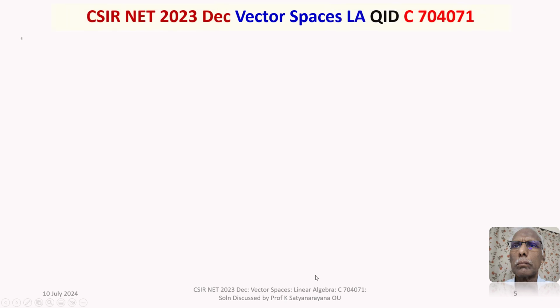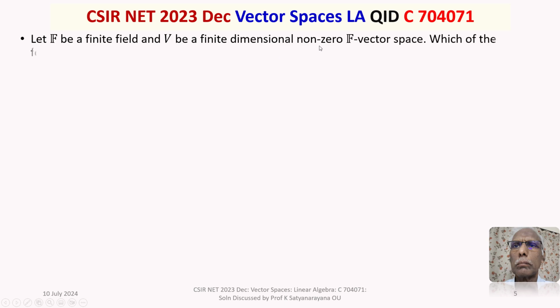The given question is, let F be a finite field and V be a finite dimensional non-zero F vector space. F vector space means it is a vector space over the field F. And the field F is given to be a finite field, that means a field containing finitely many elements. And V is a finite dimensional non-zero vector space over the field F. Then we have to identify which of the following can never be true. Can never be true. That is, you have to find out a false statement.